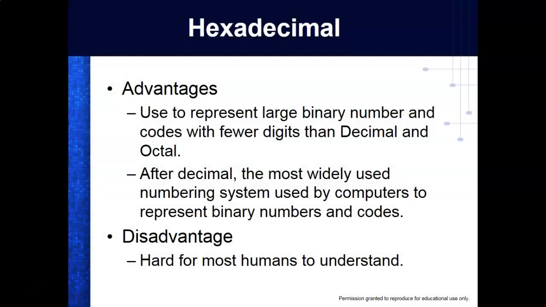Hexadecimal is used to represent large binary numbers and codes with fewer digits than decimal and octal. After decimal, it's the most widely used number system with computers to represent binary numbers and codes. And this is not used by the computer, this is used by us. Your computer only understands one number system, and that's binary. But it's so big and inconvenient for us, especially the bigger the numbers, to comprehend them or even get them into the computer. Hard for most humans to understand.